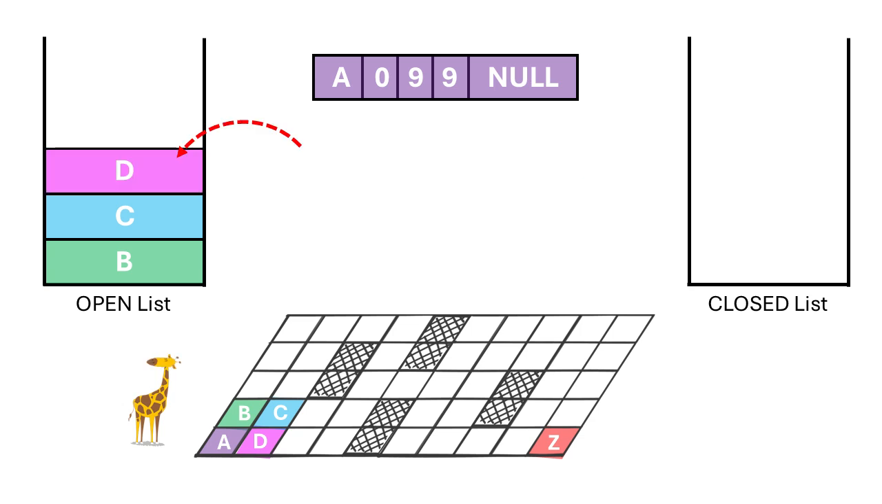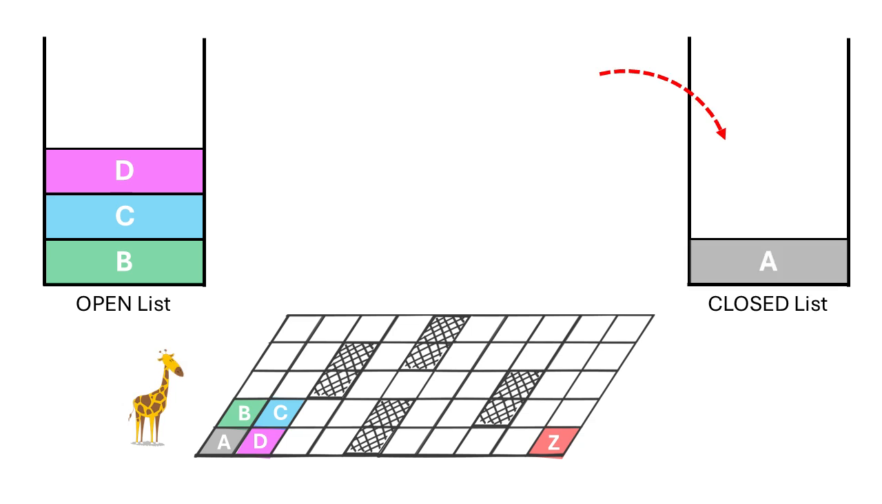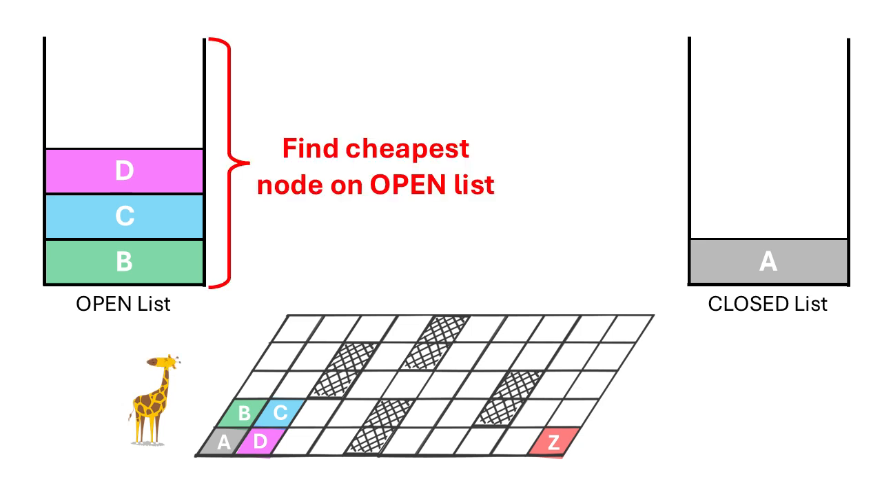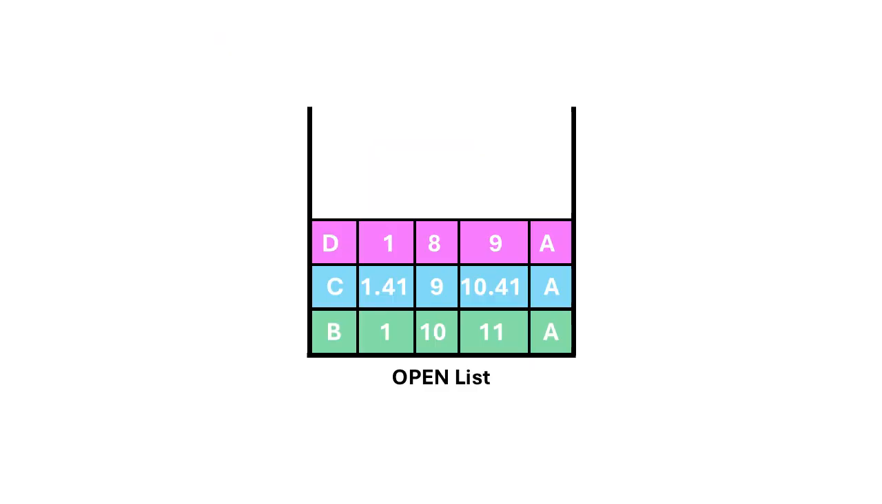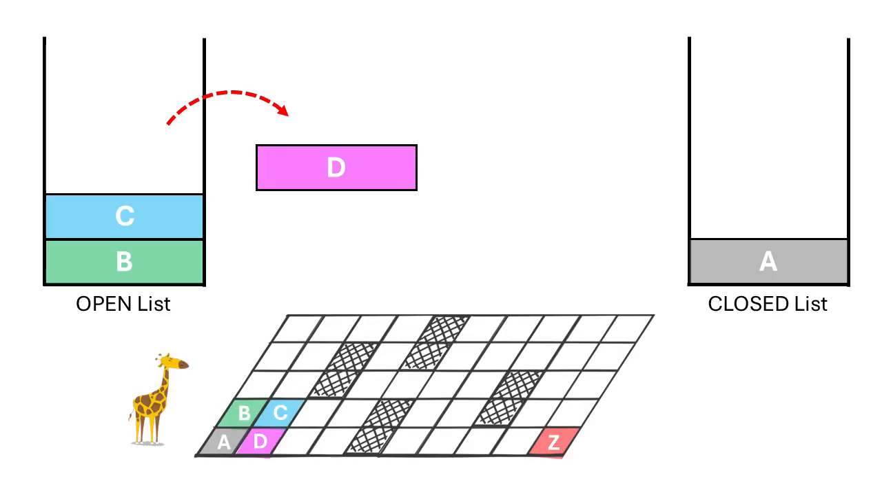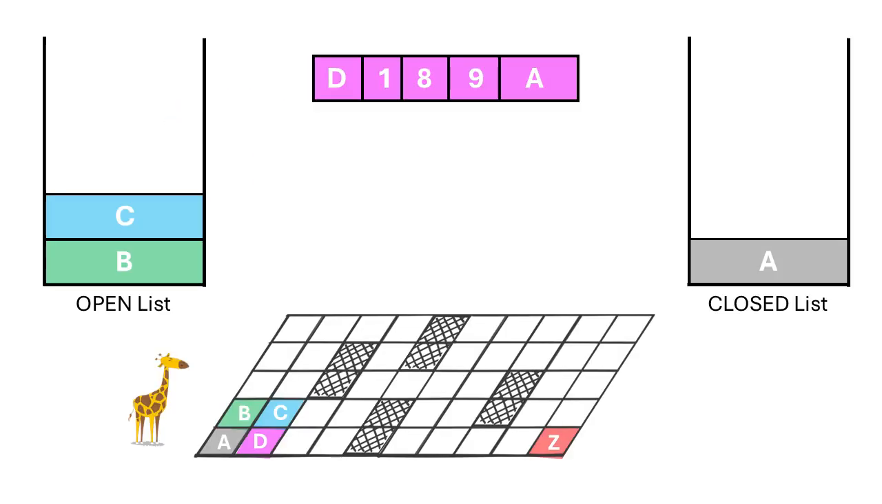This then joins the other nodes on the open list, and we have fully expanded node A so it can be moved to the closed list, and that is the end of our first loop around the A-star algorithm. To continue the search, we need to find the cheapest node on the open list. This means looking at f costs. As you can see, node D is the cheapest, so we can take that from our open list for expansion.